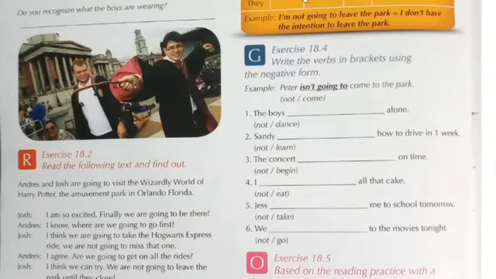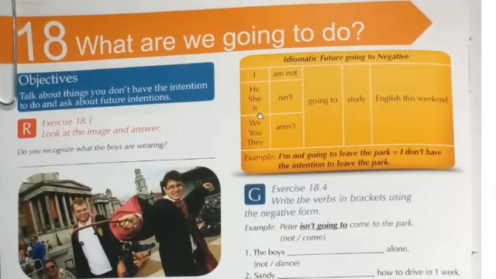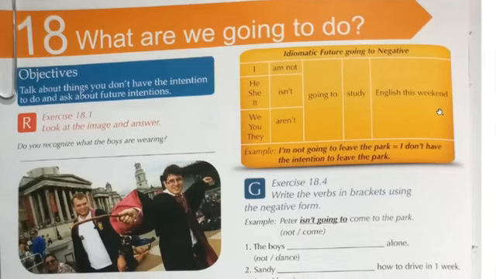Now, on exercise 18.4, we have to write the verbs in brackets using the negative form of be going to. Now, at the top, we have the grammar chart. Subjects, auxiliaries: am not, is not or isn't, are not or aren't, going to, the verb in simple form, and the rest of the sentence.